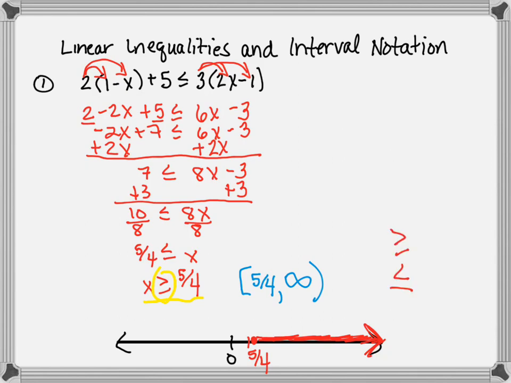Just a reminder, inequality symbols that include the equal bar, so greater than or equal to or less than or equal to, when we write the interval notation representation, we will have squared off brackets. If we didn't have the equal bar, we would just have curved parentheses. And when we're graphing on a number line, we would have closed in solid circles. If we didn't have the equal bar, we would have open circles.